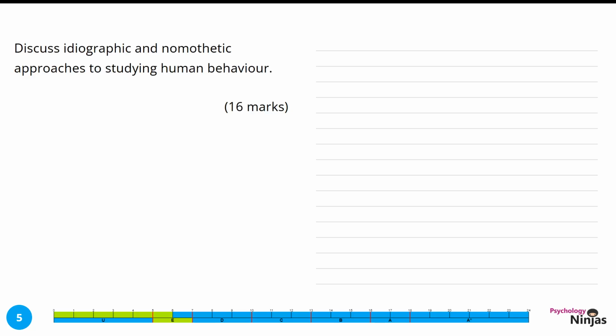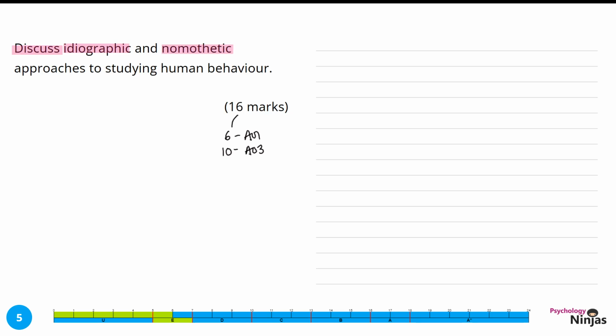Discuss idiographic and nomothetic approaches to studying human behaviour, 16 marks. Here we have the command word discuss, which is asking us to explain or outline and then evaluate. So our outline is 6 marks, and this is our knowledge of our 2 particular approaches, idiographic and nomothetic, different ways in which we might study behaviour. The remaining 10 marks in this question are about the strengths and weaknesses of using those different approaches. And because there's more marks for evaluation, our essay should have more evaluation than explanations of these 2 different approaches.